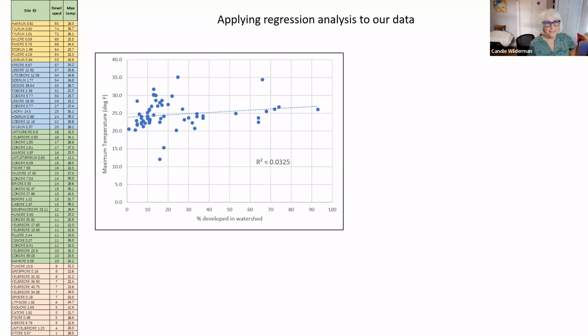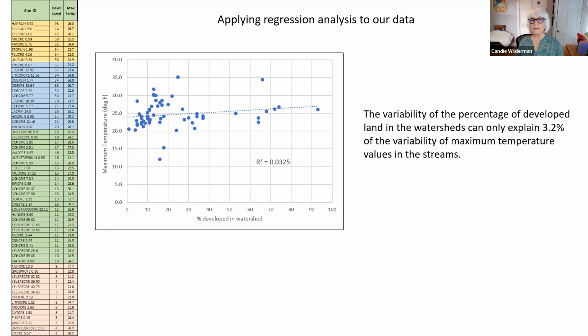Okay, let's apply this to our data. Go back to streams, and here's our data. Here are our site IDs, and we're going to take two variables: percent developed against maximum temperature. An interesting hypothesis might be: as development increases, does the maximum temperature that we've been measuring also increase if we look at all the sites? These are 61 points, each point is a site. Does percent developed impact maximum temperature? The R squared value is pretty low, so probably not.